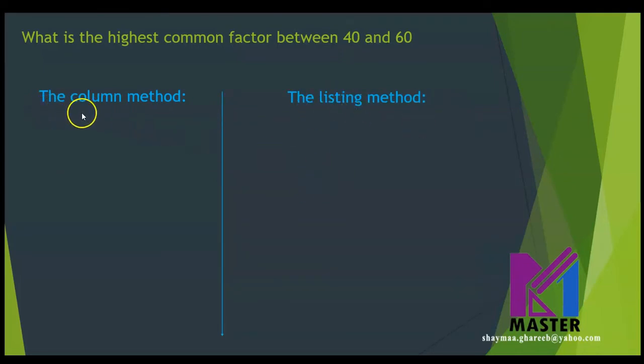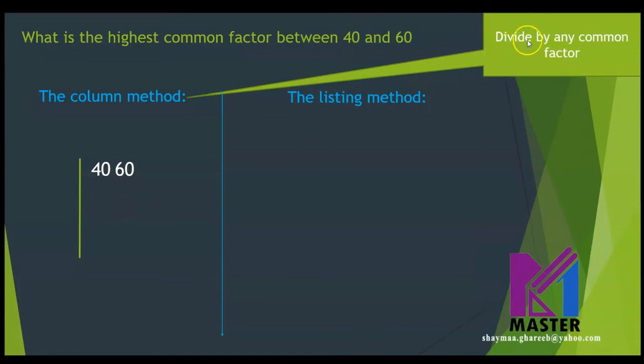Let's start by the first method, the column method. I will write the two numbers next to each other, as you can see, 40 and 60. Then I will draw this line on the left side. What next? I will divide both numbers by any common factor. Can you think of any common factor between 40 and 60? Actually, there are many. We can divide both of them by 2.